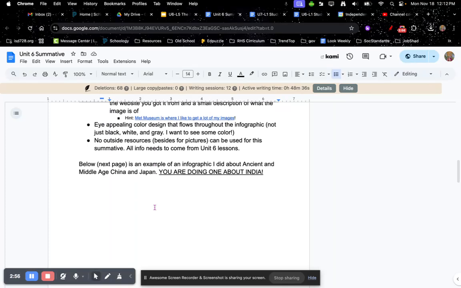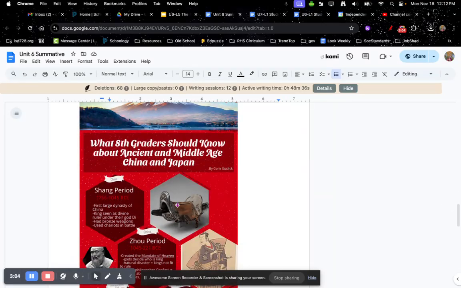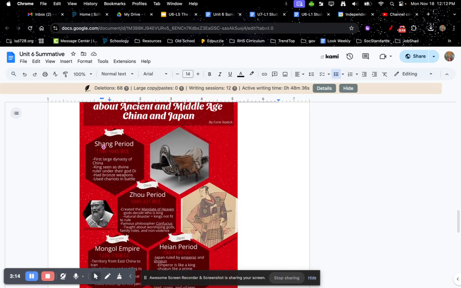Below on the next page is an example of an infographic I did about ancient and Middle Age China and Japan. Again, you are doing yours about India. So here's the one that I did: what an 8th grader should know about ancient and Middle Age China and Japan. As you can see here, I grouped my time periods or topics into their own little sections. I did bullet points.